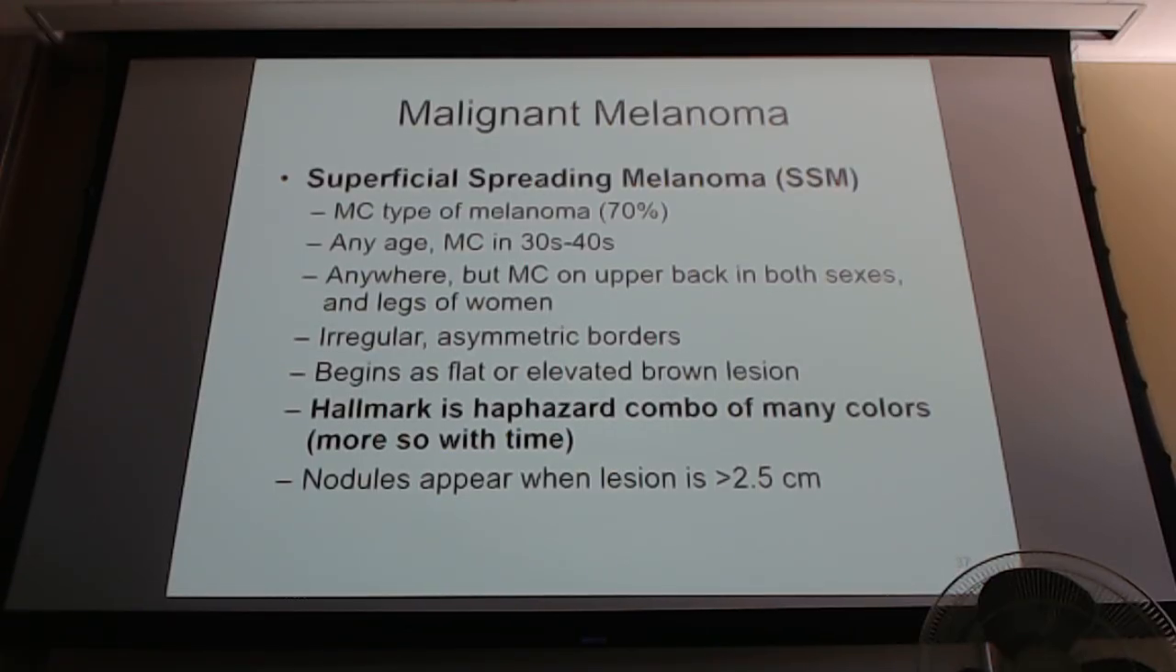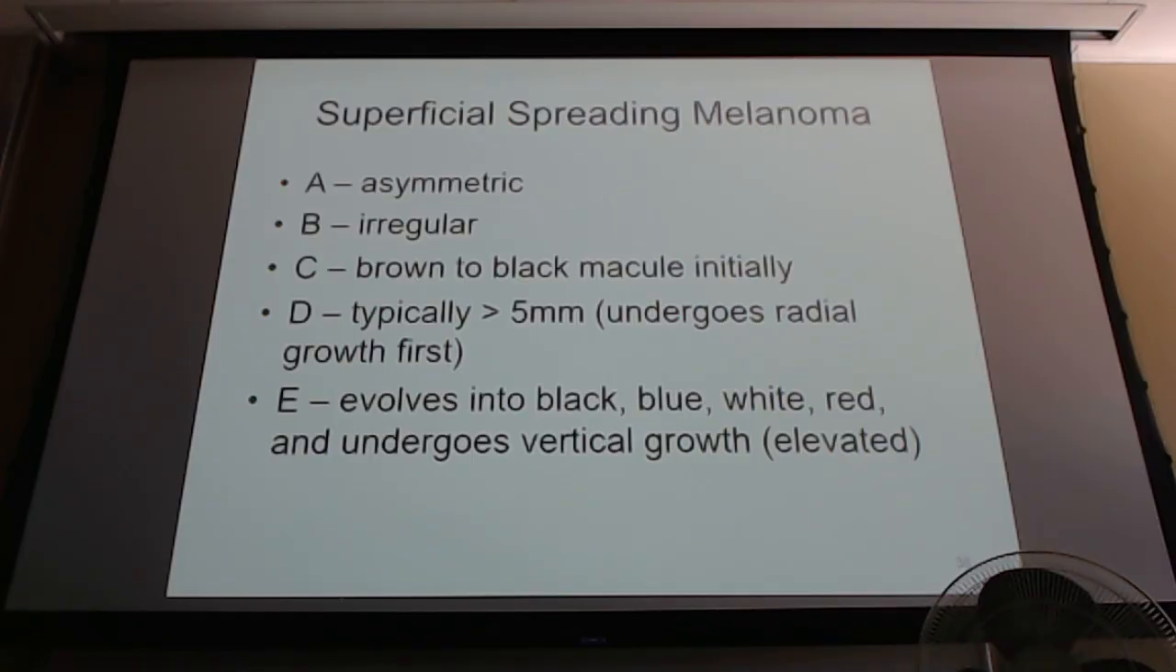Nodules appear when the lesion is greater than 2.5 centimeters, so this is superficial. Again, key components related to superficial spreading melanoma: asymmetric, irregular, brown to black macule initially, typically greater than 5 millimeters. This one goes through radial growth first. What is radial growth? That's spreading it out, so it's going this way, okay? We're going to talk about vertical, which goes this way, okay?